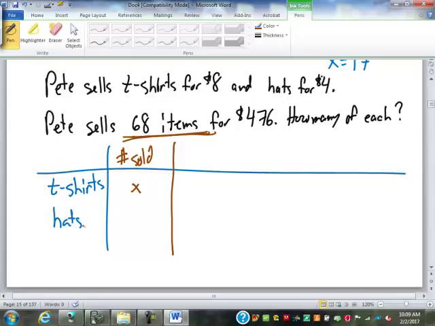How many hats are sold then? Well, there's 68 total items. Let's say I tell you that we sell 40 t-shirts. How many hats were sold? 28. How'd you get 28? 68 minus 40. Well, we don't know that there was 40 t-shirts, but there were X t-shirts. So instead of 68 minus 40, 68 minus X is the number of hats sold.